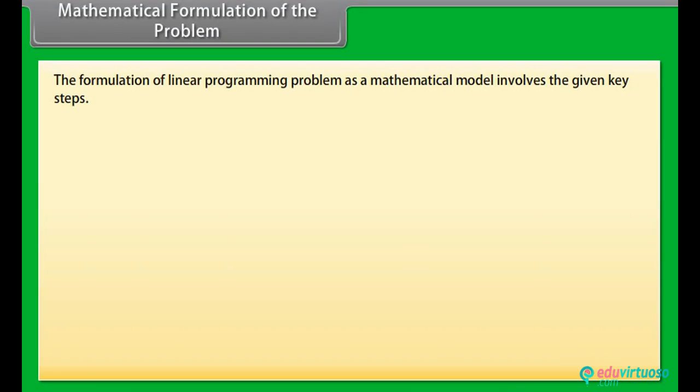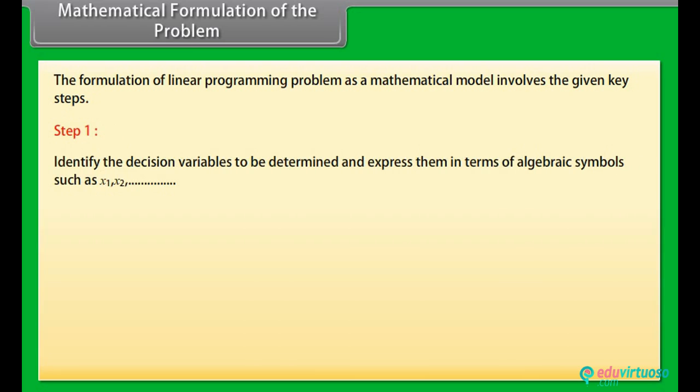Mathematical formulation of the problem. The formulation of linear programming problem as a mathematical model involves the following key steps. Step 1. Identify the decision variables to be determined and express them in terms of algebraic symbols such as x1, x2 and so on. Step 2.